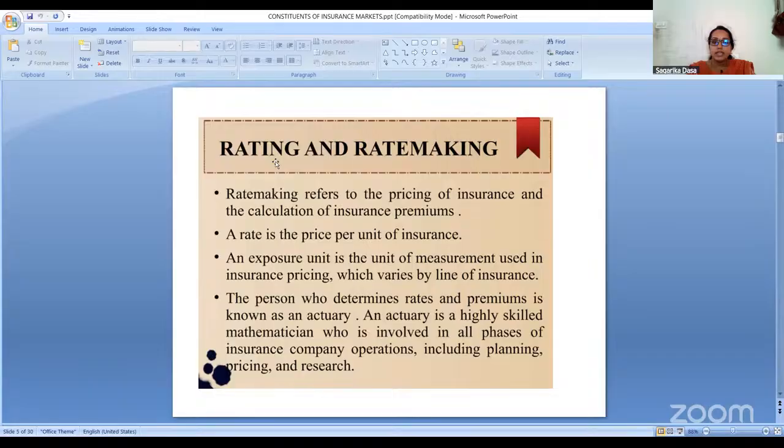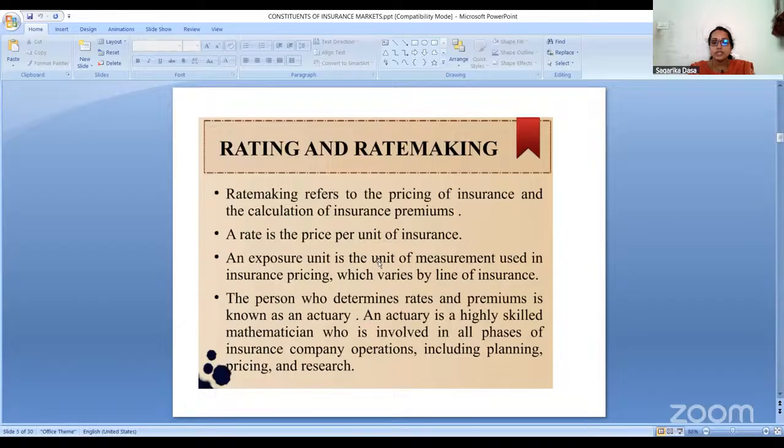First one is rating and rate making. Rate making refers to the pricing of insurance and calculation of insurance premium. Here, by rate making we mean deciding the rate. So how much premium does the insured party have to pay? What is the price of the insurance? All this will be decided in this rate making concept. A rate is a price per unit of insurance. Obviously, when we purchase anything, we will ask for the rate, right? Same way, a rate is the price per unit of insurance.